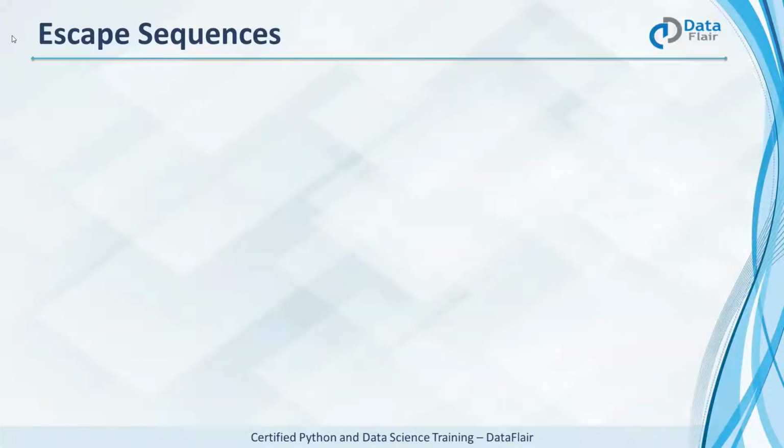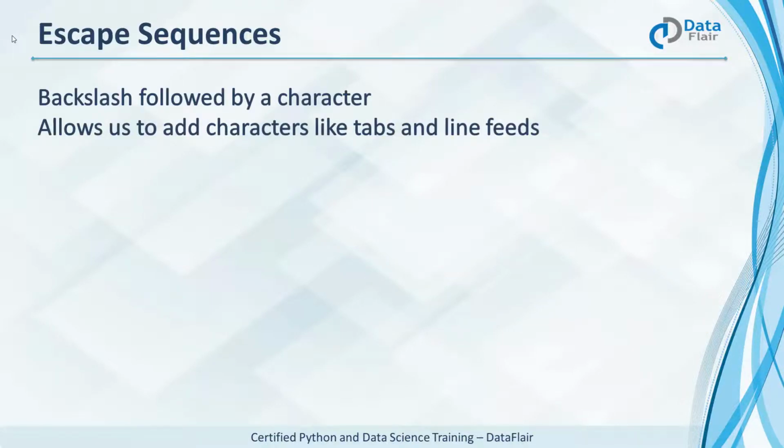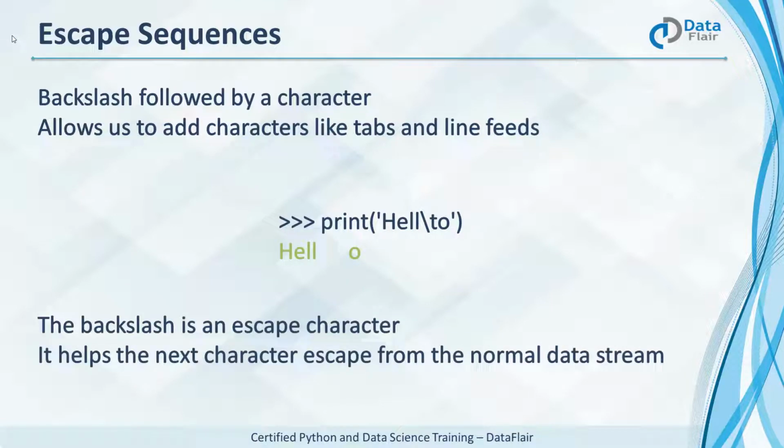What are escape sequences? In a string, you may need to add special characters like a tab or a new line. This cannot be done simply using characters t and n in the string. But if we put a backslash before a character, we can tell the interpreter to escape the character from the string and carry out whatever it is for. This does not print hell2. It prints hell, adds a tab, and prints o. Here, the backslash is an escape character and it lets the next character escape from the normal data stream.